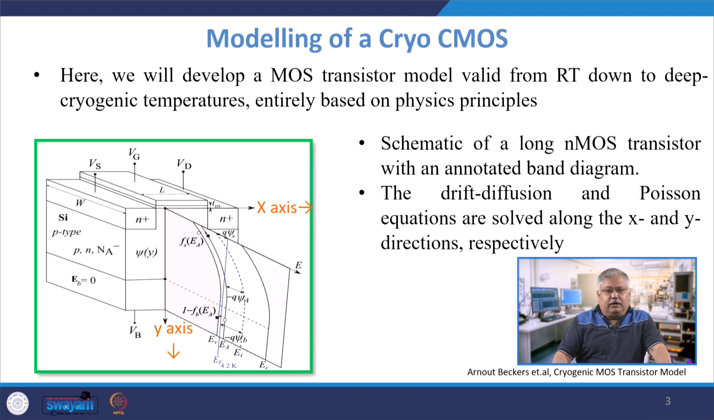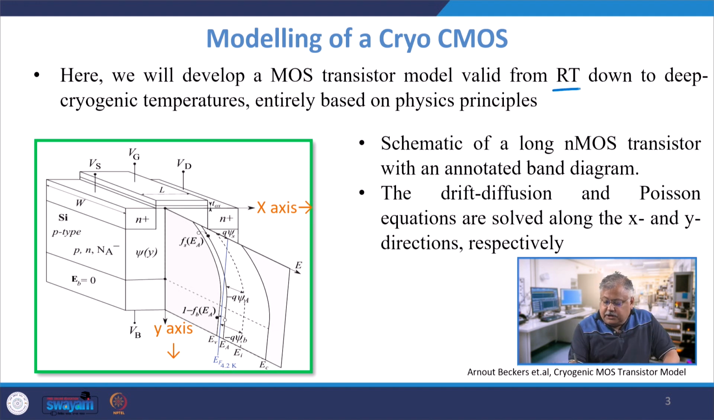So, first let us look at the modeling of Cryo-CMOS. What we are trying to do is, based on first principles of physics, develop an analytical model which is valid right from room temperature down to deep cryogenic temperatures. That is the overall global approach to this problem: how does a device behave when it shifts from room temperature, which is 300 Kelvin, to deep cryogenic temperatures.